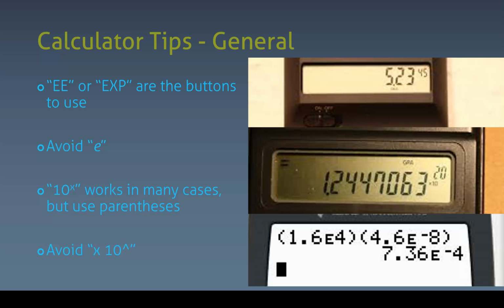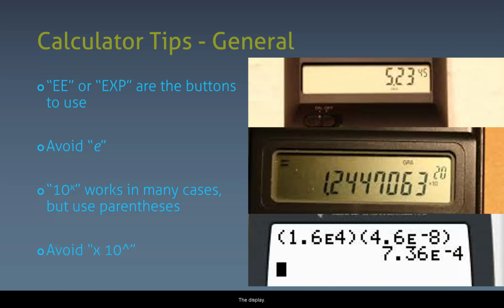There's a 10 to the xth power button on some calculators. For that, you can use that. You want to make sure you use parentheses. What you don't want to do is type in, say, 1.6 times 10 raised to the 4th power. That's going to give you an answer that's off by a factor of 10.